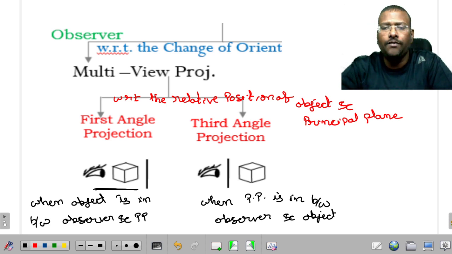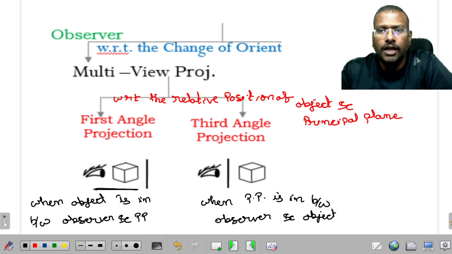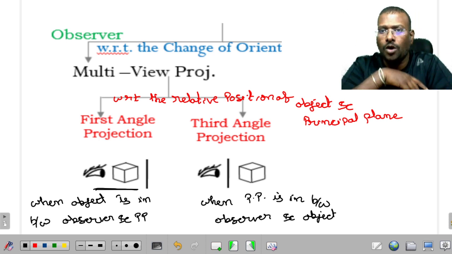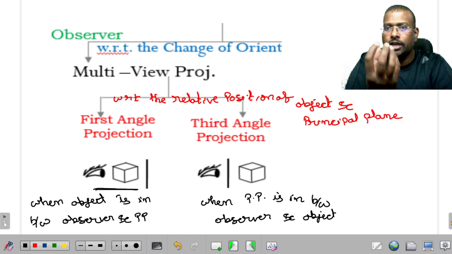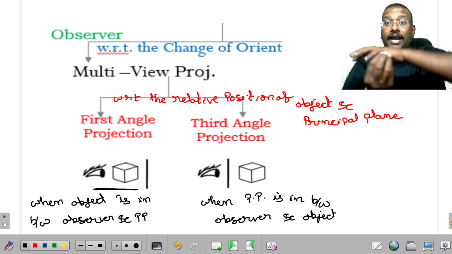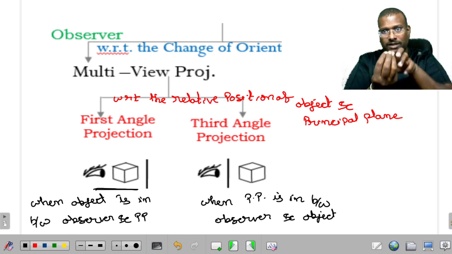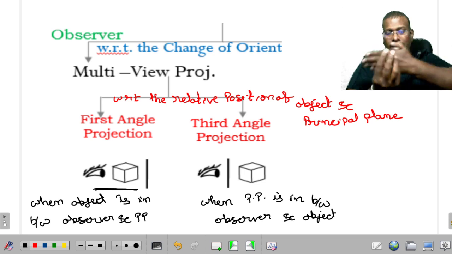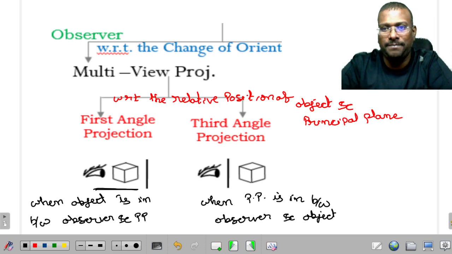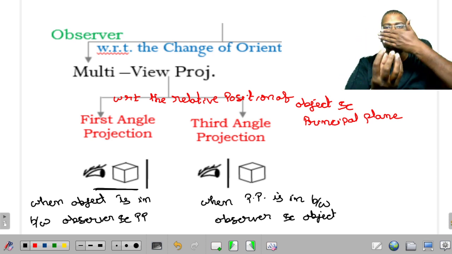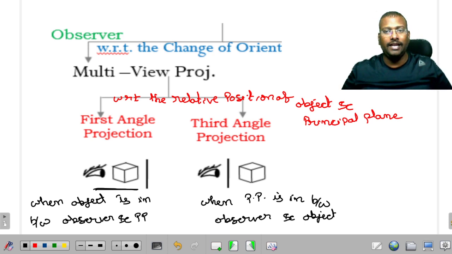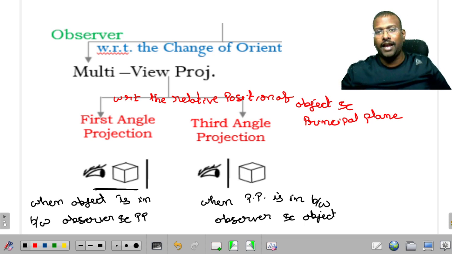Yes. If you go to museums or a jewelry exhibition, a diamond exhibition, where do they keep the gem, outside? No, sir. The gem is inside a glass box. So here, each and every side of the glass box is considered a principal plane. I am the observer, the object is inside, the glass is here. So this is considered a principal plane. That is nothing but third angle projection.